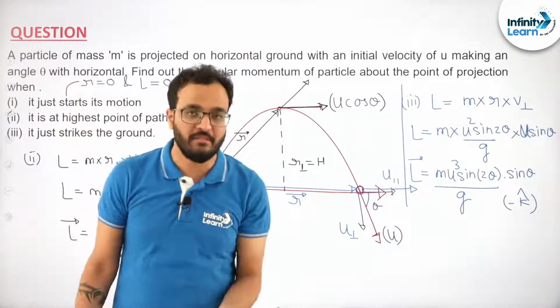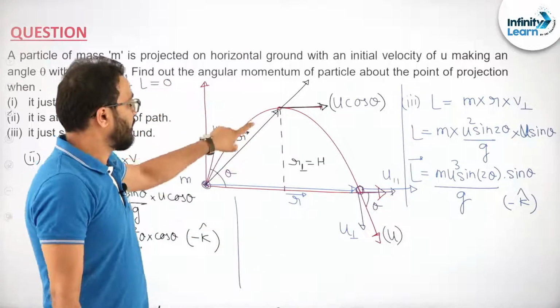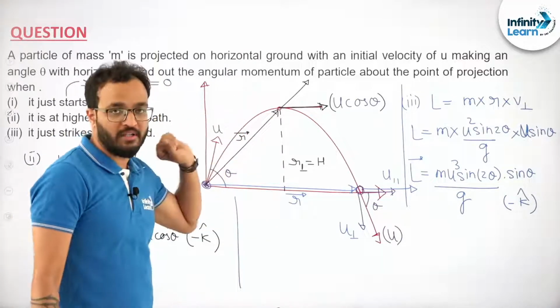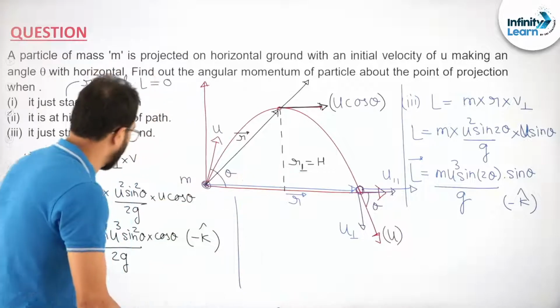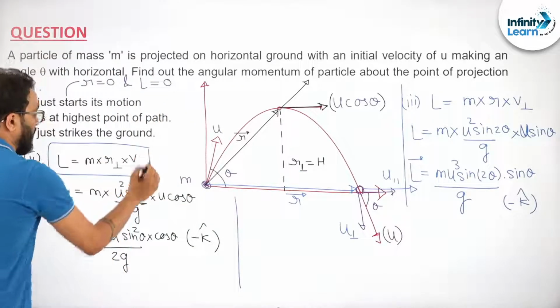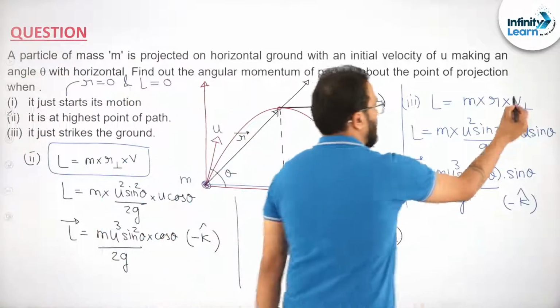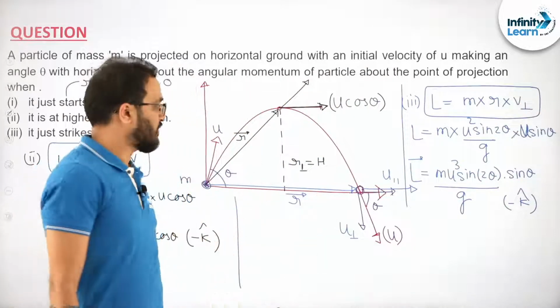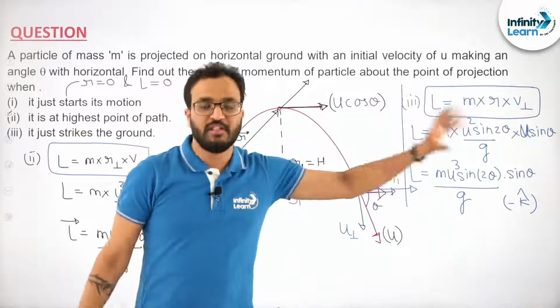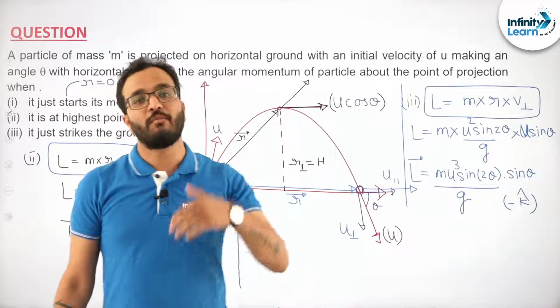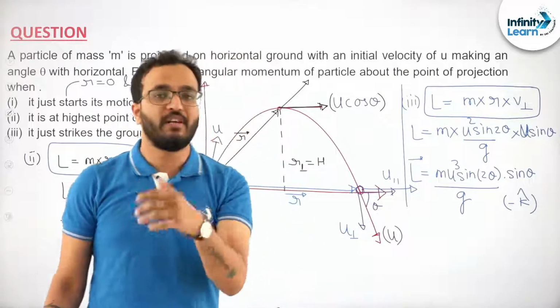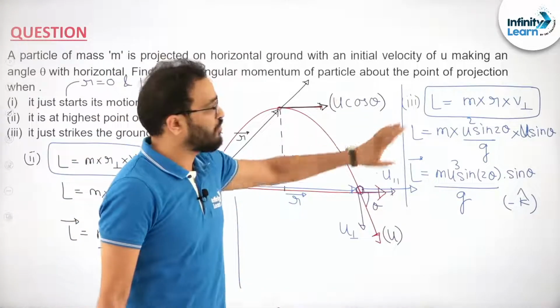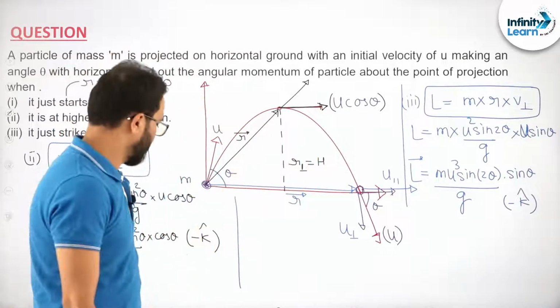One where the angular momentum is 0. Second, where you have to break vector r into two components, that means you have to take r perpendicular and use this formula. And third, the last case, where it is easy to use the formula m into r into v perpendicular. Depending upon the situation in the question and depending upon how many questions you practice, you will get an idea which concept to use where in the question.